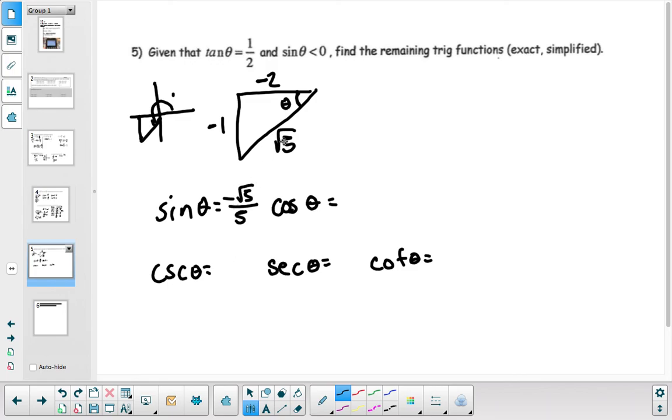Cosecant's flipping that, or hypotenuse over opposite. Root 5 over negative 1 is negative root 5. Cosine would be negative 2 over root 5, or if you rationalize, you're going to have negative 2 root 5 over 5. Flipping the fraction again, root 5 over negative 2, or negative root 5 over 2, either way. Cotan of theta is going to be tangent flipped, and in this case I would just go with that. So 2 over 1 is 2.